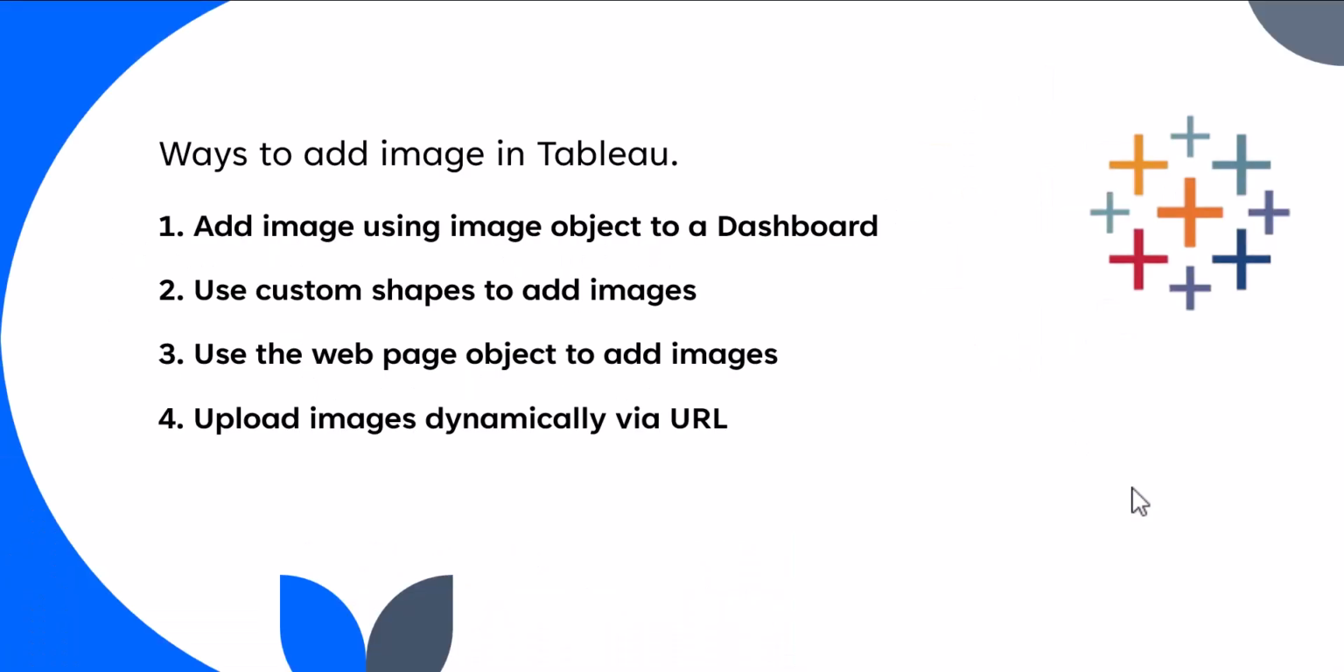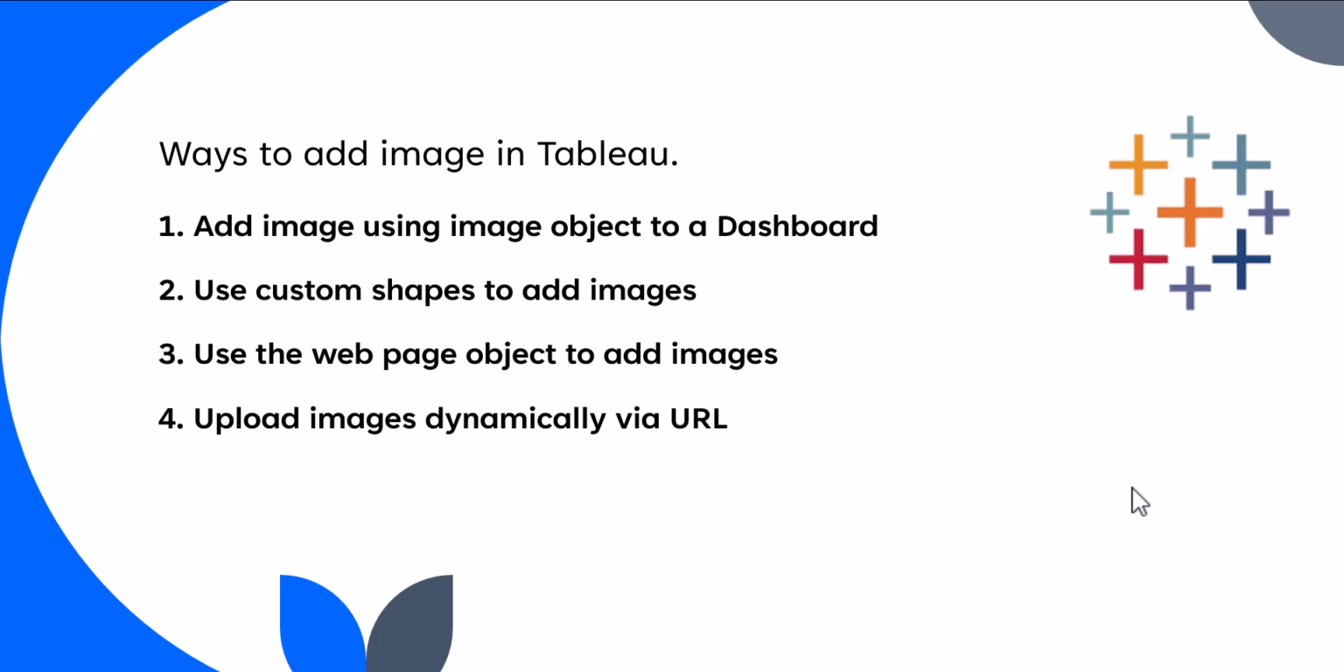So the first method is using the image object that is there in the Tableau Dashboard. So with this you can add an image or a clickable image. And the second method is by using the custom shapes in Tableau. So with this you will add images in the worksheet, and the third option is using the web page object. So it is similar to the image object.